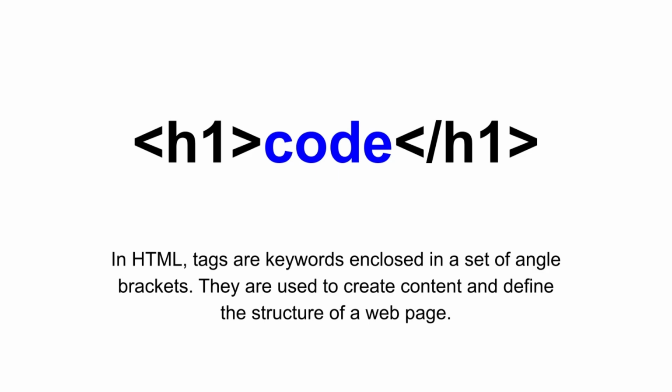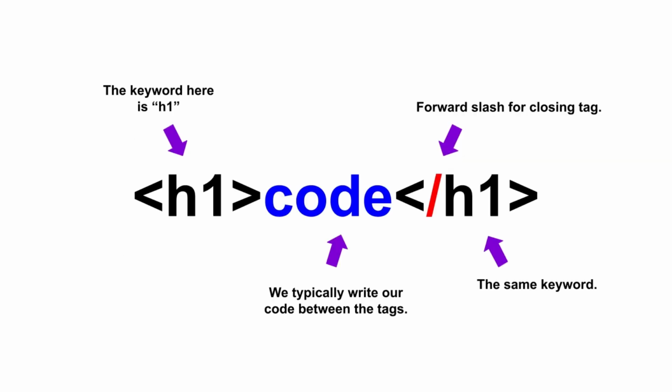In HTML, there are these things called tags. HTML tags are keywords enclosed in a set of angle brackets. They are used to create content and define the structure of a web page. Most of the time, we have an open and close tag. The open tag is the first tag, and the close tag is the last tag with the same keyword, but a / comes before the keyword. We typically write our code between the tags.